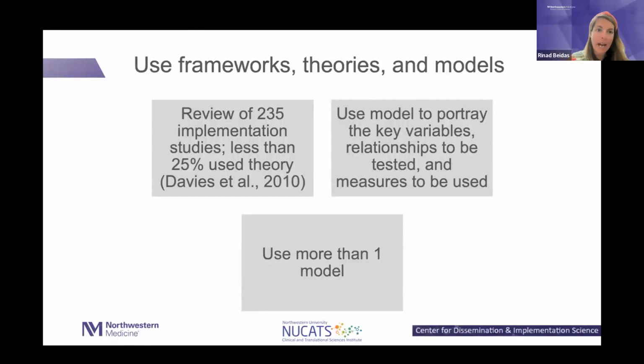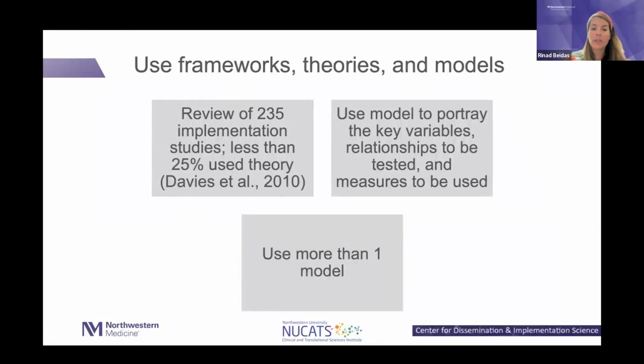I think this is really basic at this point. You have to have a D&I framework, theory, or model in your grants, and you have to make sure it's woven throughout. It's not just that you mention that you're using CFIR in the aims, but you never return to it. You need to use that model to portray the key variables and the relationships that you're testing and the measures that you're using. So it really has to be infused throughout all of those aspects, and that's really, really important. In an old study, less than 25% of the studies used theory. That would be very different now. However, I have seen heterogeneity in how people use frameworks, theories, and models, and you just really want to make sure that you're infusing it deeply.